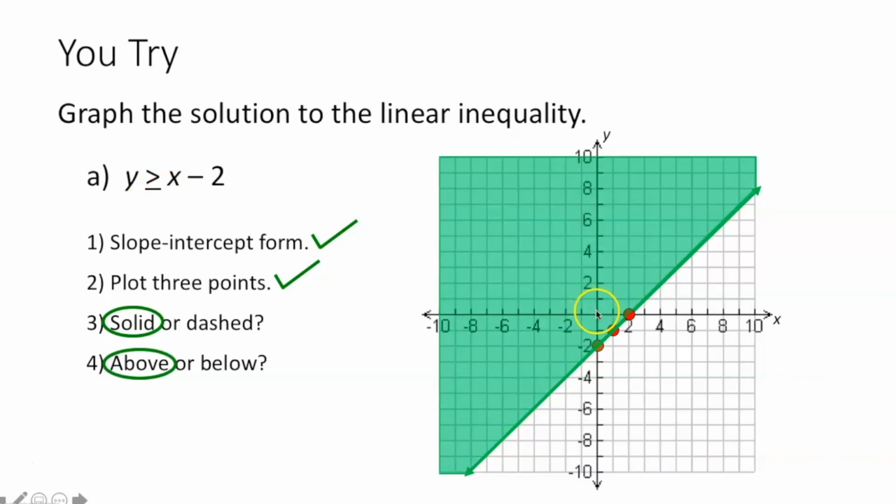Now, again, you can always pick a test point. If I pick 0, 0 and plug it in here, I get 0 is greater than or equal to 0 minus 2 or negative 2. Is that true? Yes, that's why we shaded on this side of the line. And again, what this means, this shaded region, this is every point that will cause this inequality to be true. If I plugged in any point in this region or on this line, because there's an equal sign, it would cause this inequality to come out true.